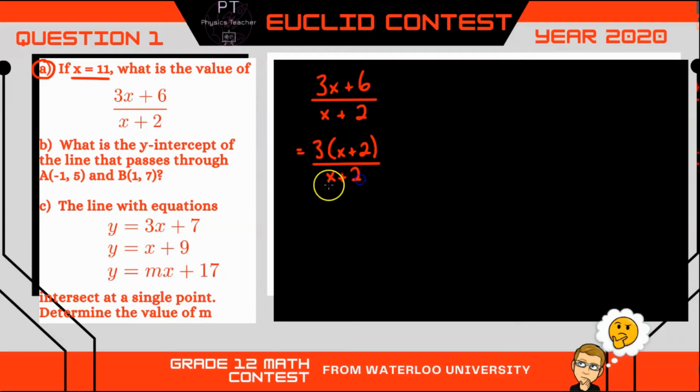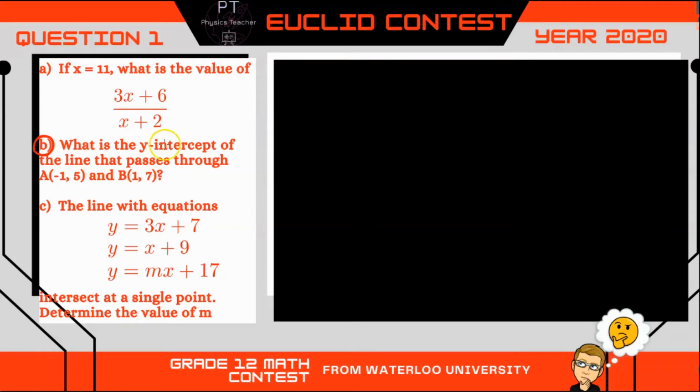And then as long as x does not equal negative 2, which it doesn't, it equals 11, then we are good to cancel x plus 2. And we can see that the expression will be equal to 3 for any value of x where x does not equal negative 2.